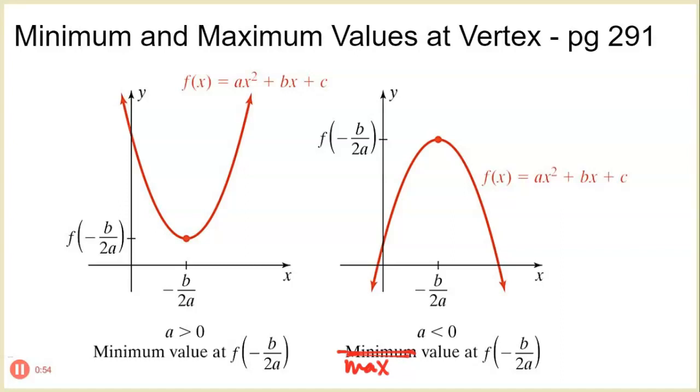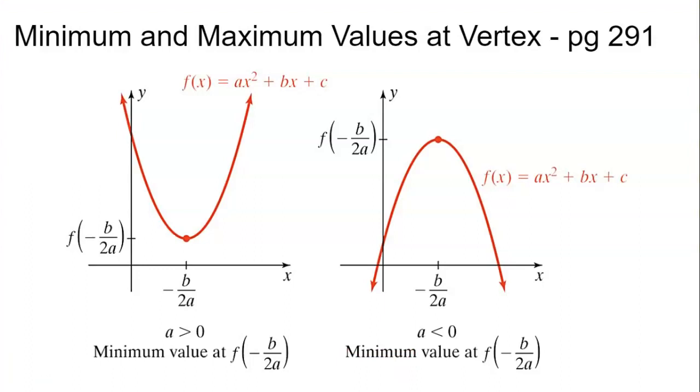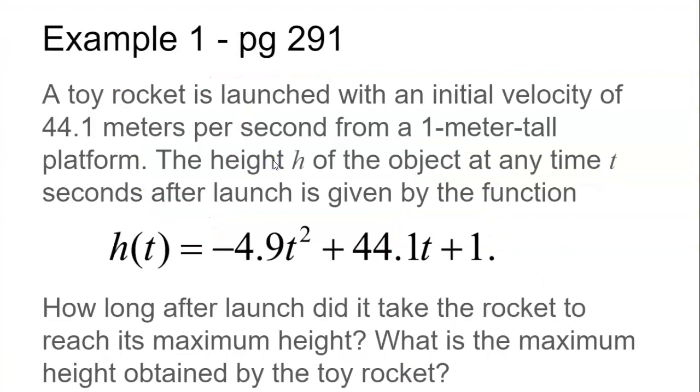And our objective is to, one, determine if the situation either models this scenario where we're looking for the minimum or this scenario where we're looking for the maximum. And so we'll discuss how we can determine that in our examples. In our first example, here we have a function that models the height of a rocket after it's been launched. I'll let you read that information, but we want to answer two questions. How long after launch did it take the rocket to reach its maximum height? And what is the maximum height obtained by the rocket?